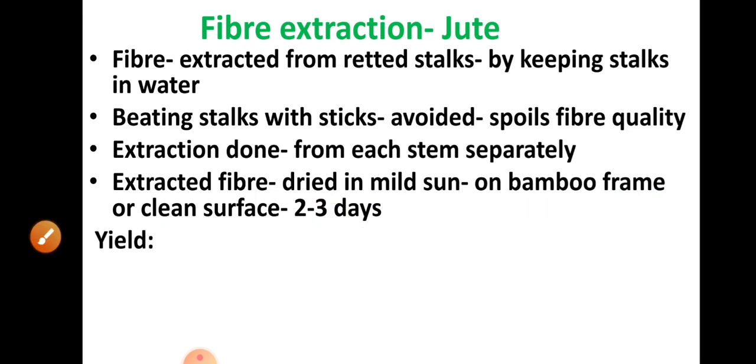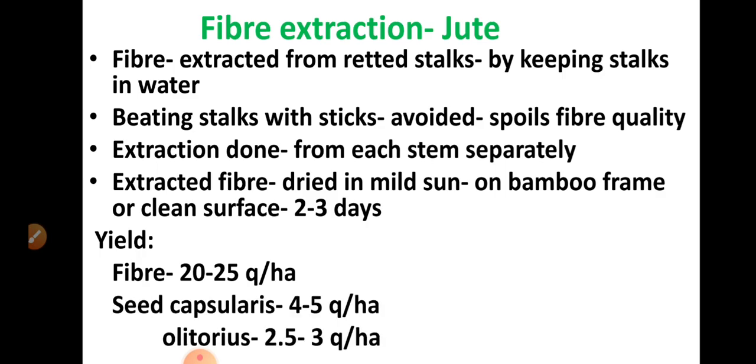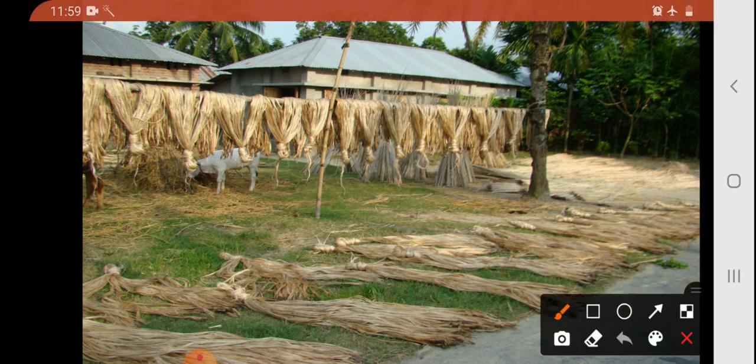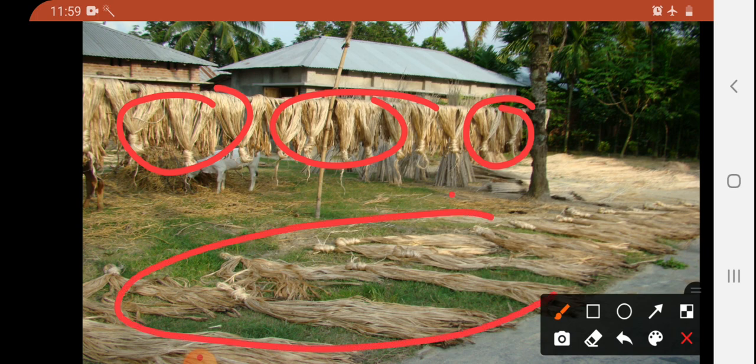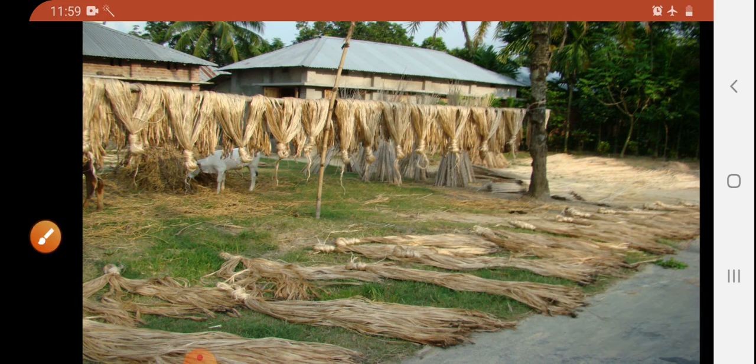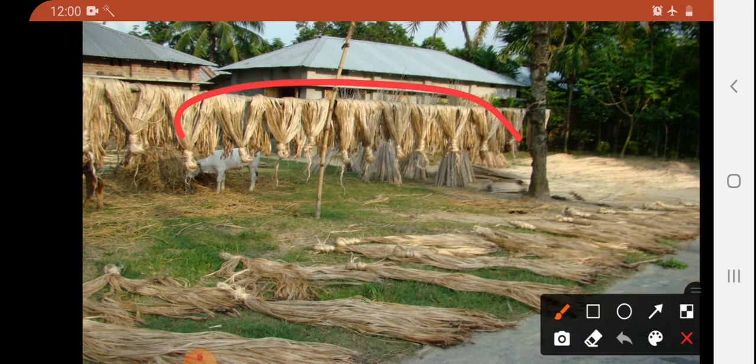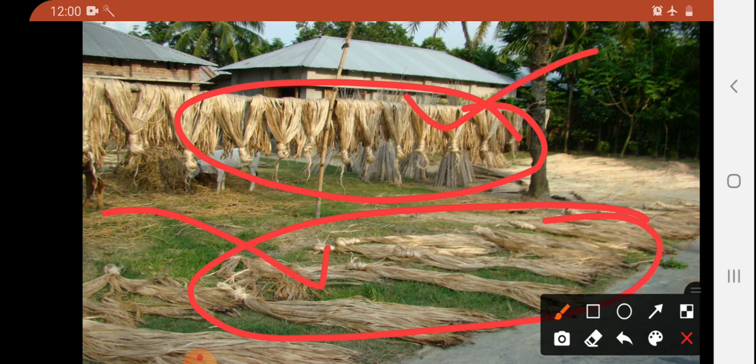Here you can see after fiber extraction, all these fibers are kept on bamboo for drying in mild sun, or here you can see on the floor. And here you can see the color of the fibers. Why is this crop called the golden fiber of India? Because the fiber color of this jute is quite golden.